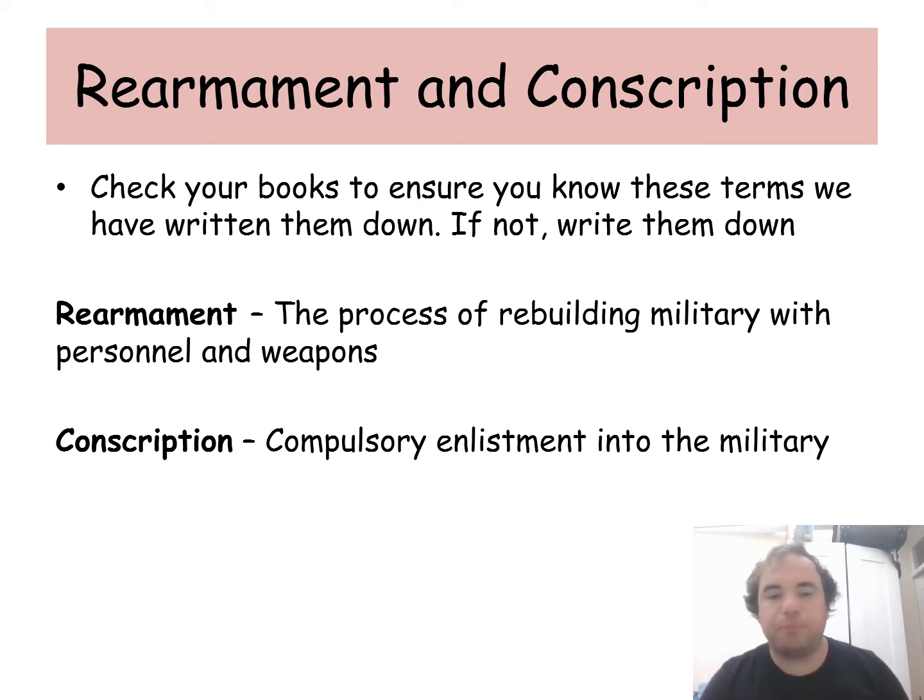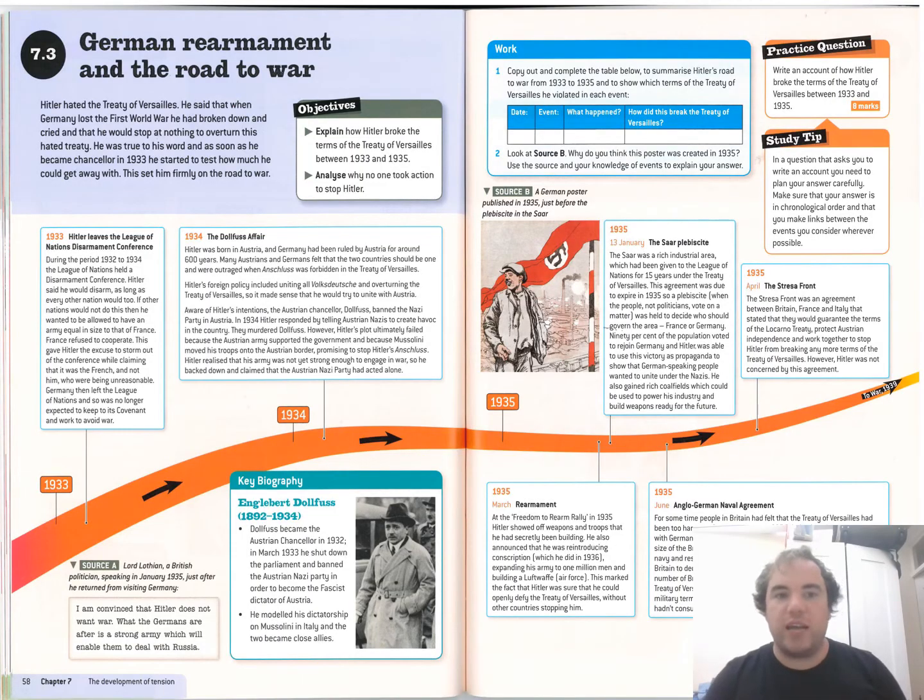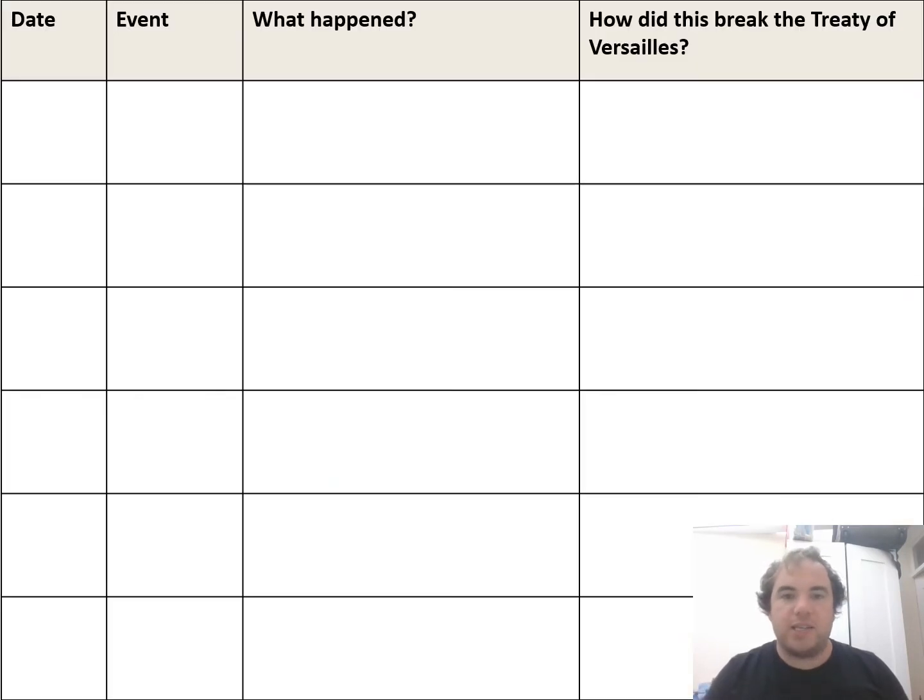For the next bit, you will need this handout here attached to the upload on Frog. It's actually a couple of pages from the textbook. You will need to make this table: date, event, what happened, how did this break the Treaty of Versailles, as your headlines. And I will send the table as a document if you wish to do it on the computer or print it off. That is absolutely fine. But if you want to write it out in your book, that is also absolutely fine.